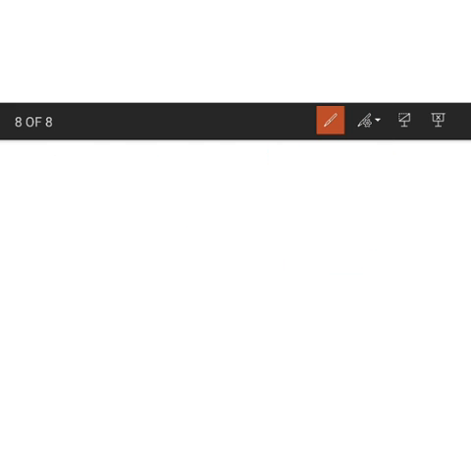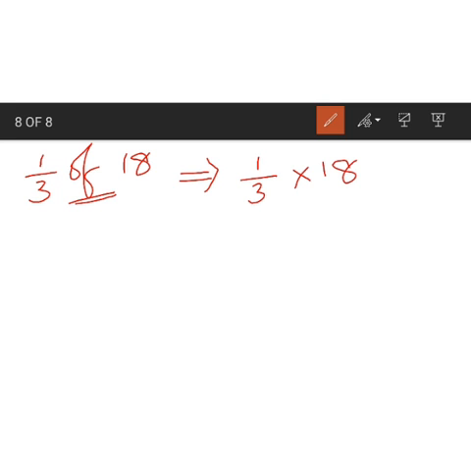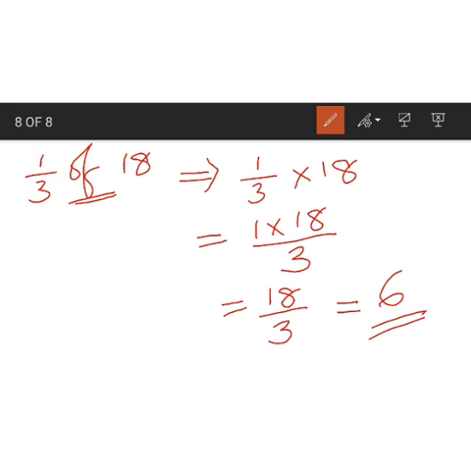Now let's do one more example. 1 by 3 of 18. What we should do? This "of" is nothing but a multiplication mark. So 1 by 3 into 18. This will be 1 into 18 divided by 3. So 1 into 18 is 18, divided by 3, which is equal to 6. So we got the answer as 6.